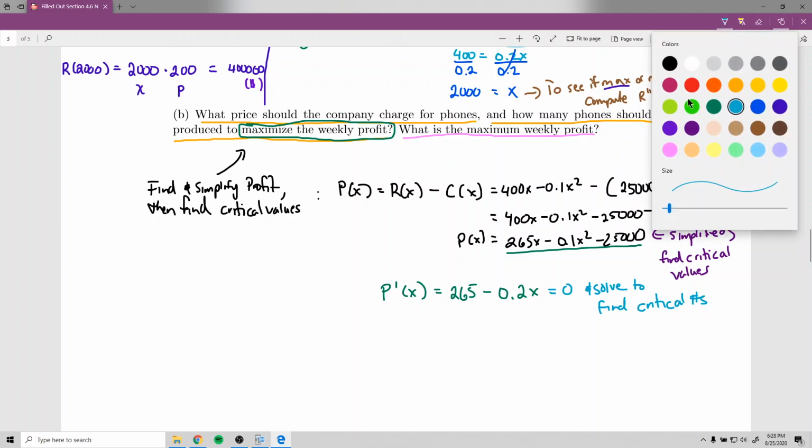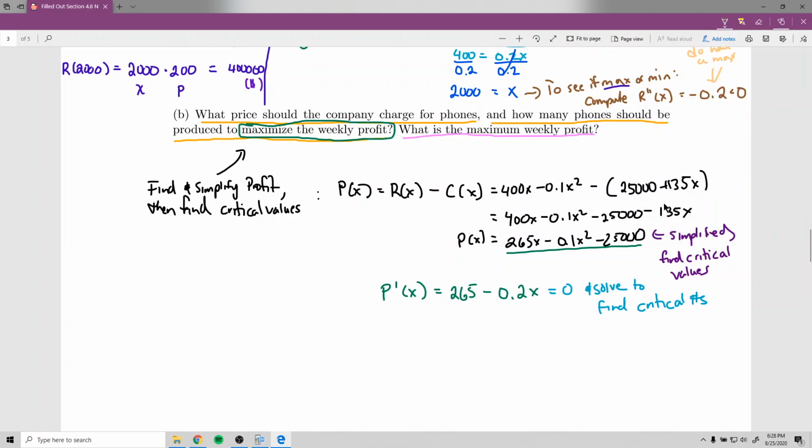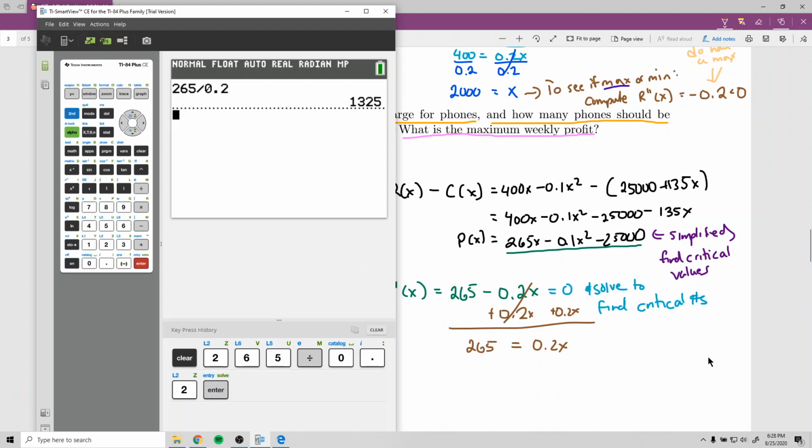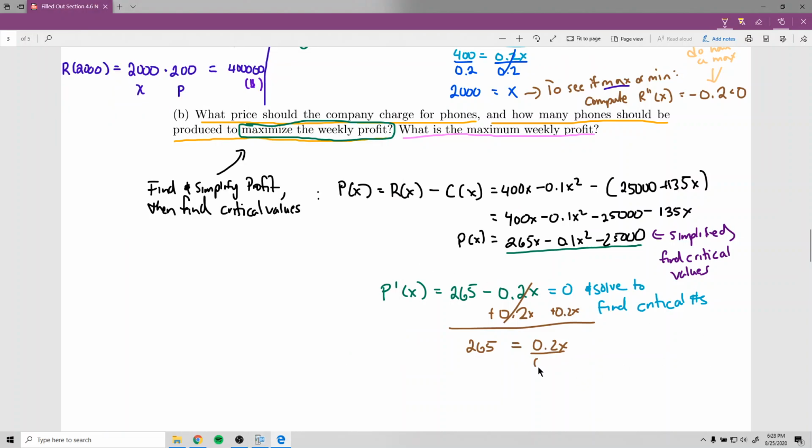You can solve it the same way as before. Add the 0.2x to each side. And this one, since it's not a perfectly nice number, I don't know it in my head, so let's go ahead and do it in the calculator. If we divide the 265 by the 0.2, we get 1,325 for x.